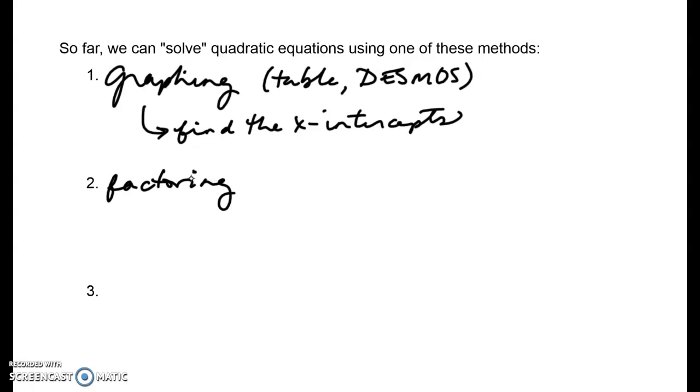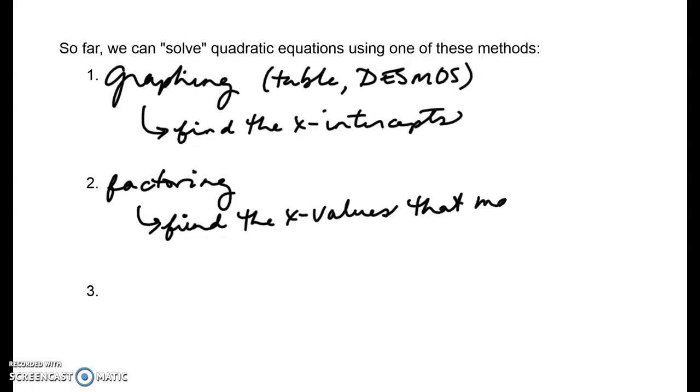Then in 7.4 we talked about factoring. And we were able to factor the quadratic equation. And then, how did we find the answer there? We find the x values that make each factor equal to 0. And those were our answers.